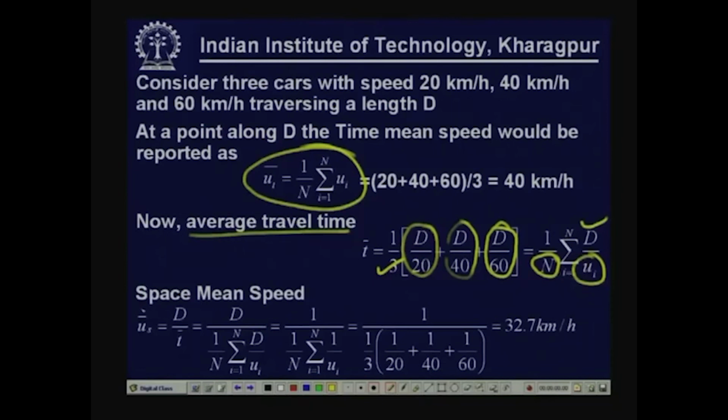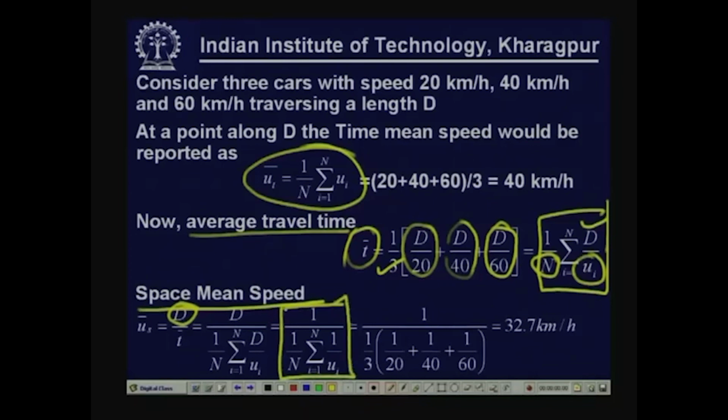So, what is the space mean speed? Space mean speed: distance is d and it is covered in t bar time. So, d by t bar, which is nothing but d divided by 1 by n sum over d by ui. So, what you get is: n divided by the sum over 1 by ui, where i equals 1 to n. N is the number of vehicles, and in this case you calculate it as 32.7 kilometer per hour.